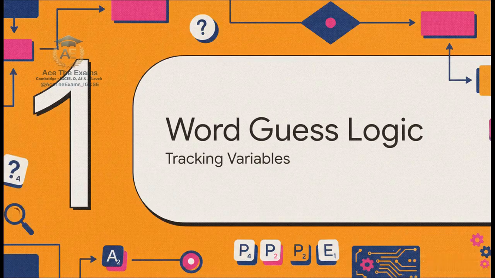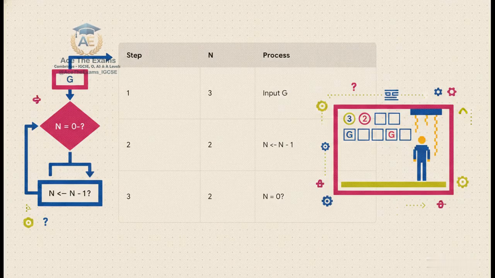Section 1, Word Guess Logic, Tracking Variables in Flowcharts. And this brilliantly illustrates what they're looking for. When examiners ask you to identify processes in something like a word-guessing algorithm, they really want to see if you can track variables over time. Here, we're using a trace table to act exactly like the computer.